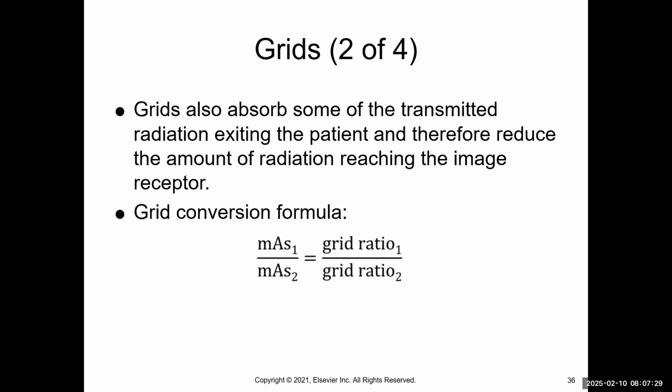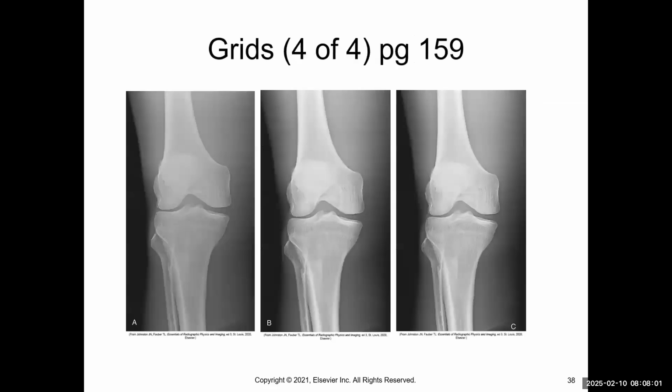The grid conversion formula, you do have to still remember it. So if we go from using no grid to using a grid, do we need more or less mass? More. So that's a direct relationship. As grid ratio goes up, mass has to go up to compensate for that loss that we get from the scatter no longer being there, but also part of the primary, which would be called grid cutoff. When we lose part of our primary beam, that's called grid cutoff. Y'all should know those factors.